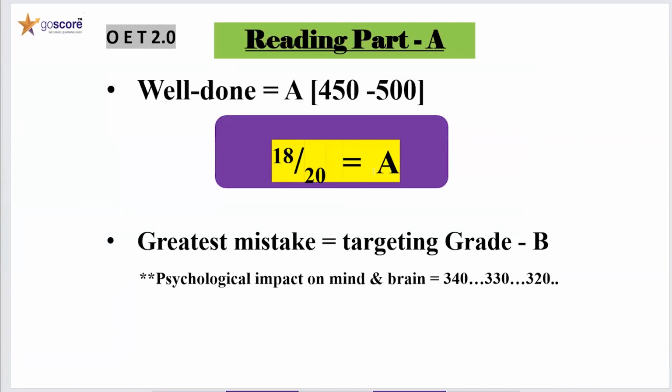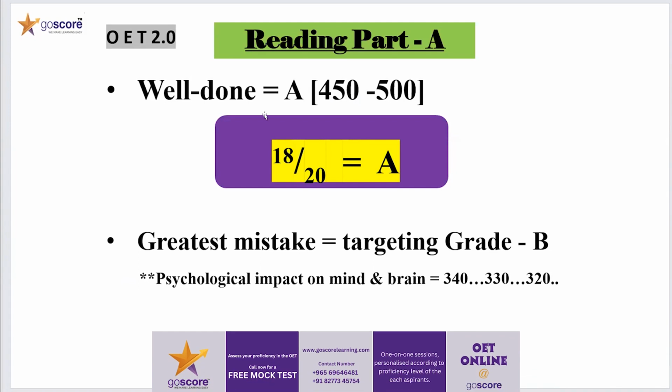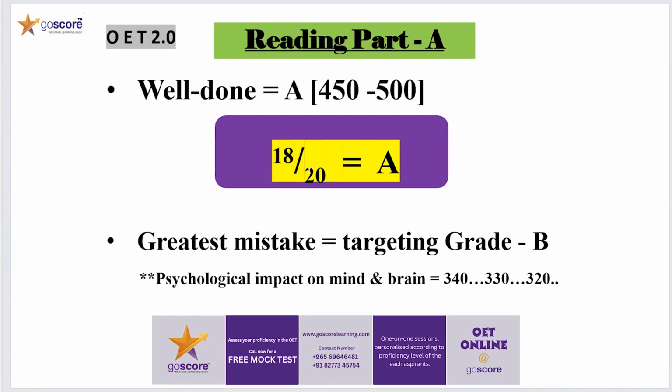If you want to score reading A grade, then in your part A, you have to score 18 out of 20. Then you will get 450 to 500 marks. And definitely you have to score in your part B and part C as well. Our greatest mistake is that we always target B grade. If you target B grade, we will end up with 340, 330 or 320 like that. So always focus on A grade.